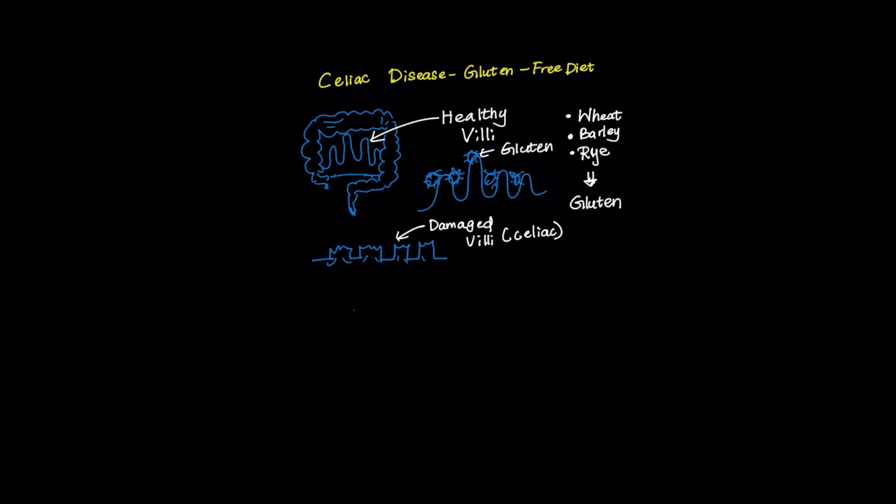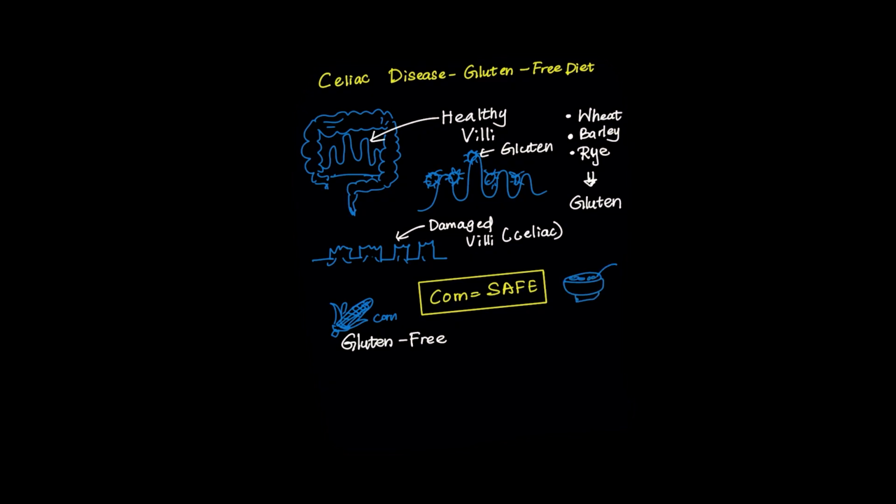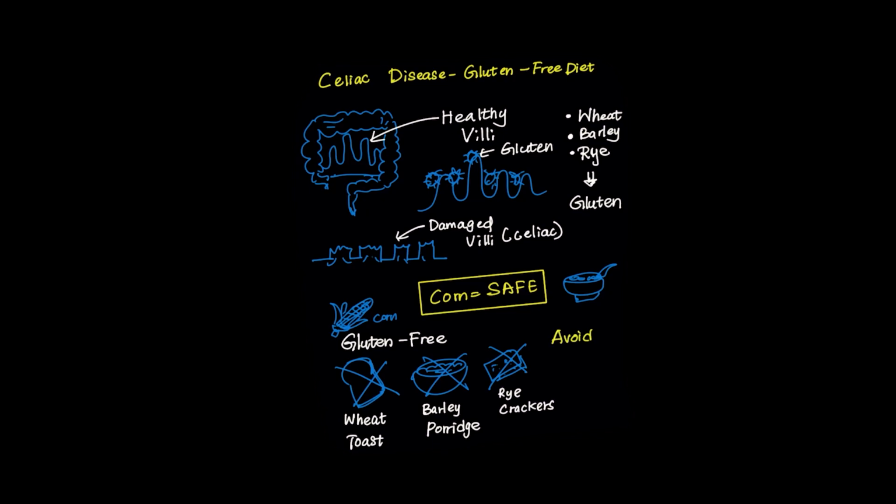Corn is completely safe because it's a gluten-free grain that doesn't contain the problematic proteins. Cornflakes made from pure corn provide a nutritious breakfast option without triggering intestinal damage. In contrast, wheat toast, barley porridge, and rye crackers all contain gluten proteins that would immediately trigger the autoimmune response, causing inflammation, pain, and further intestinal damage.